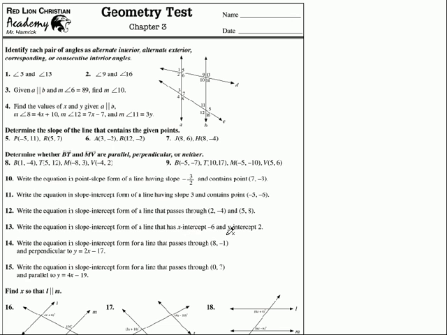Look at the first one. You got to know these words. It says, identify each pair of angles as alternate interior, alternate exterior, corresponding, or consecutive. So angle 5 and 13. I know it's a little small, but there's 5. And let's see, where's 13? It's right there. Okay, and so what are those?